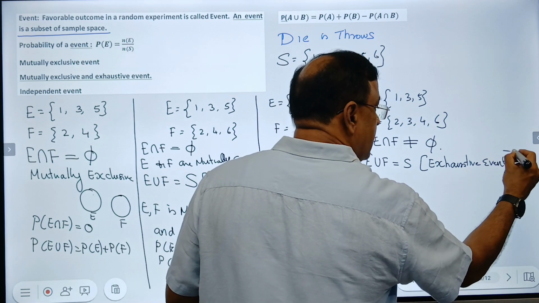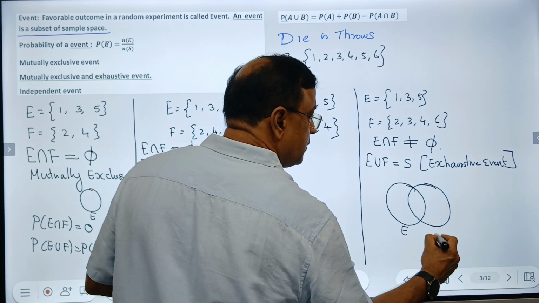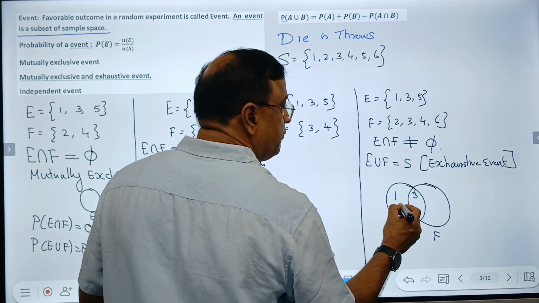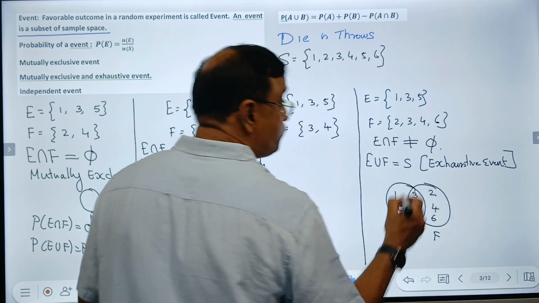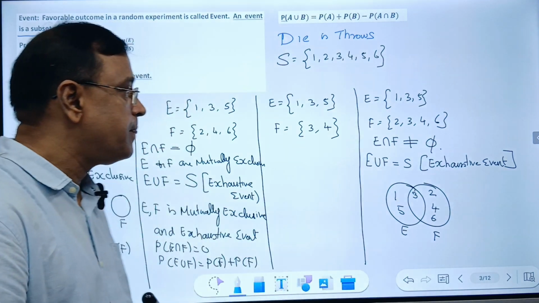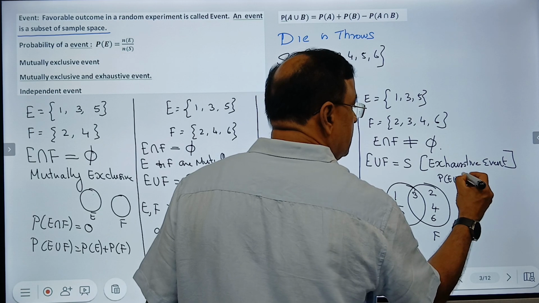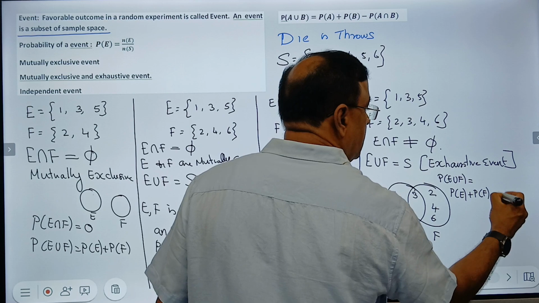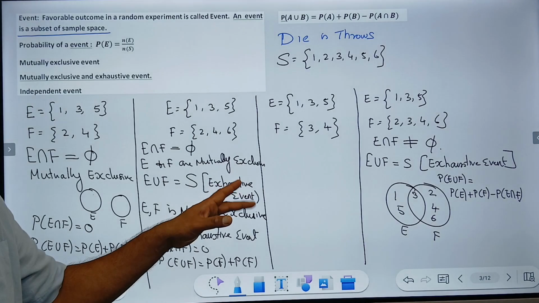Now how do I represent this diagrammatically? This is E and this is F, and you have 1, here we'll have 3, and it will be 5 here, 2, 4, 6. You see this? 1, 2, 3, 4, everything is covered. The entire sample space is there. Now here you can say the probability of E union F will be the probability of E plus the probability of F minus the probability of E intersection F. The overlap should be taken into account.